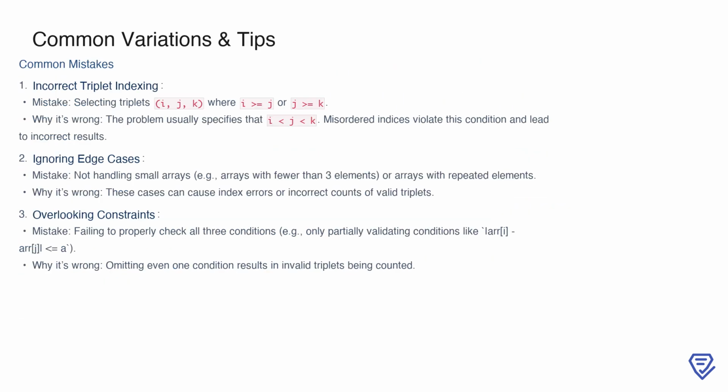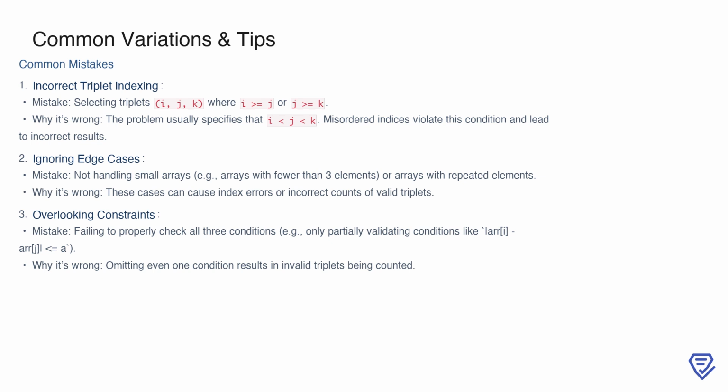When working with this problem, there are some common mistakes you should watch out for. First, incorrect triplet indexing can be a major issue. If you select triplets where indices do not follow the order i less than j less than k, such as when i is greater than or equal to j or j is greater than or equal to k, you'll violate the conditions specified in the problem. This will inevitably lead to incorrect results.